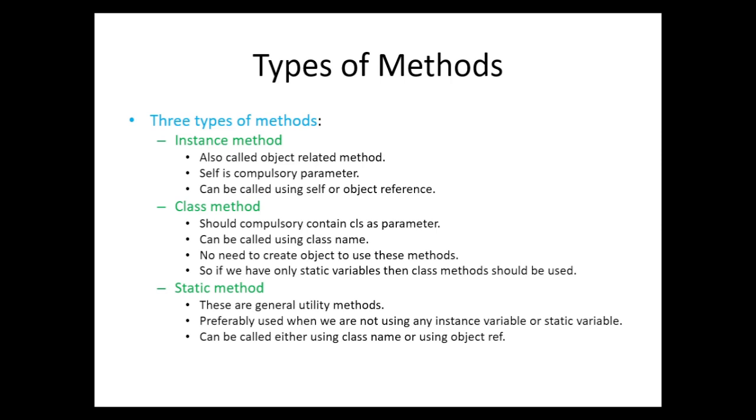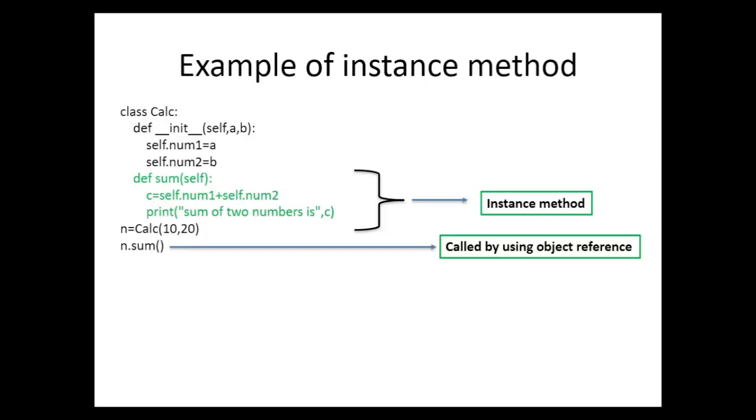The third one is the static method. These are generally utility methods and preferably used when we are not using any instance variable or static variable. These can either be called using a class name or using an object reference. Now let's see examples of all these three types of methods.